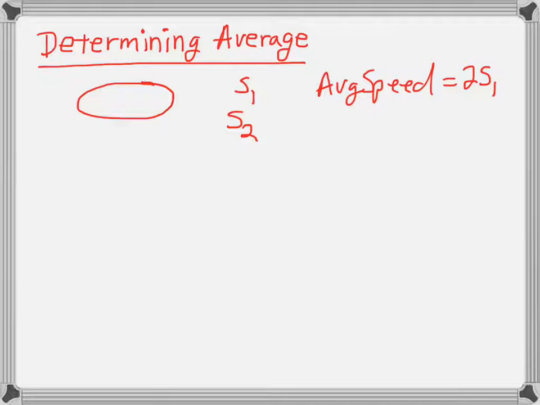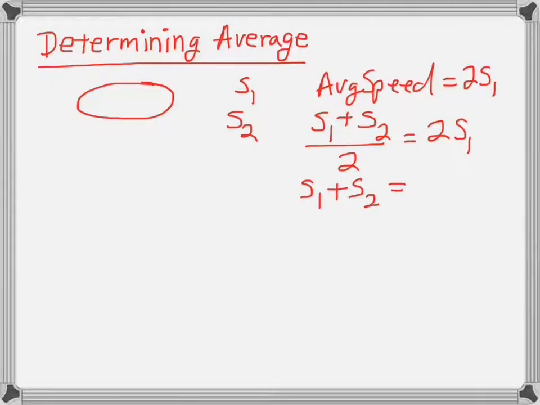So the way I think a lot of people tried to solve it was like this. They said, okay, so the average speed would be S1 plus S2, and then we're going to divide it by 2, and that has to be equal to twice S1. And we can solve for S2 to see how fast we should run the second time around the track. And if we do that, we have S1 plus S2 equals, we'll take the 2 times the other side, and that would be 4S1. And then if we solve for S2, it would be equal to 3S1.